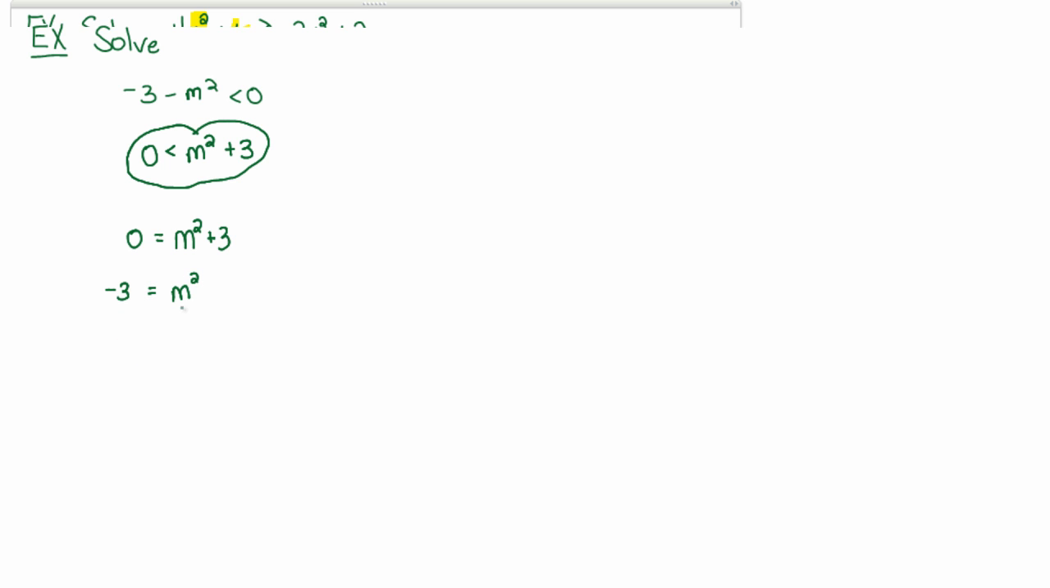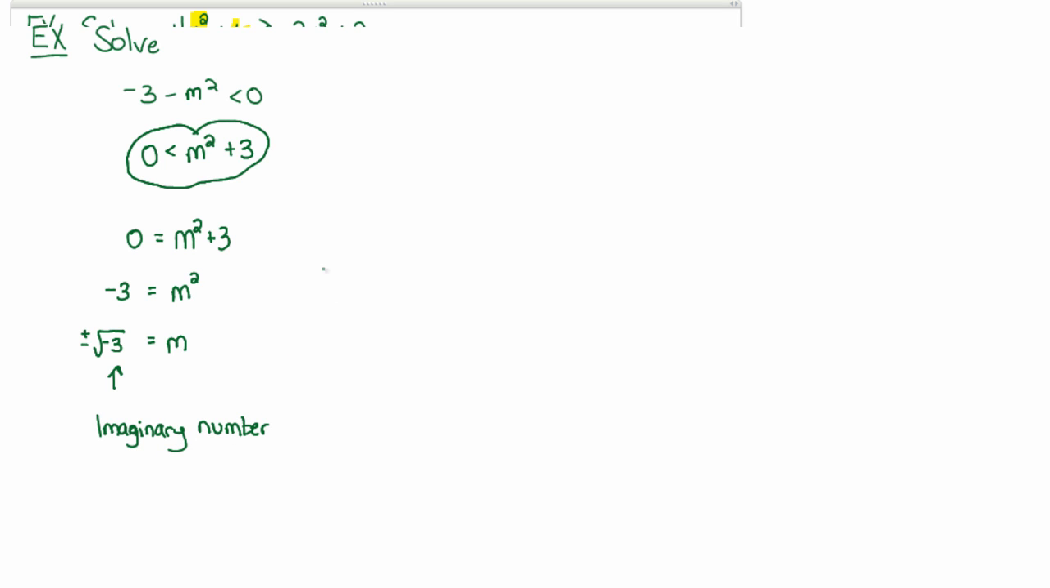And now to unlock m from being squared, I take the square root of both sides. Remember the square root property: if m squared is equal to a number, then m is equal to plus or minus the square root of that number. And we have an issue. That is an imaginary number. Well, imaginary numbers by themselves aren't horrible things, actually.